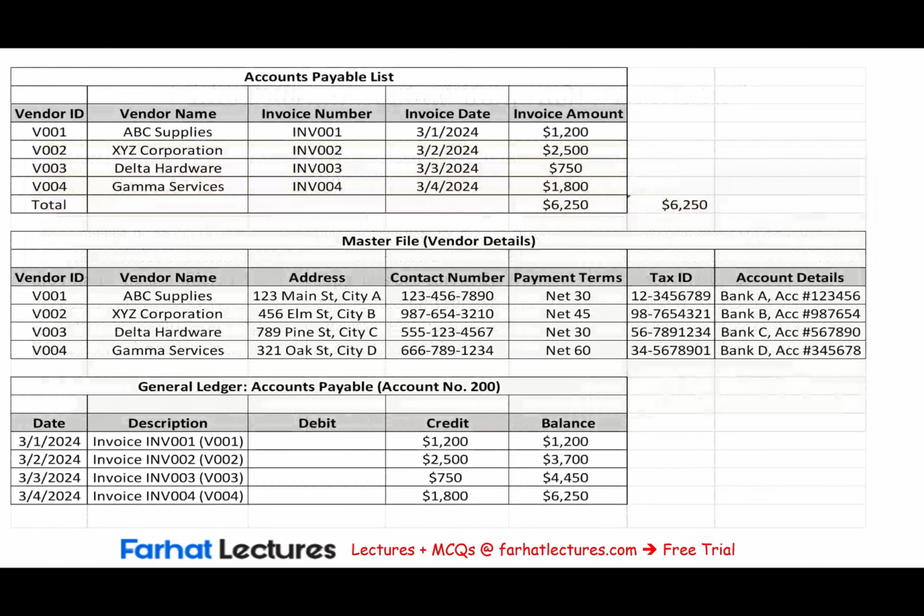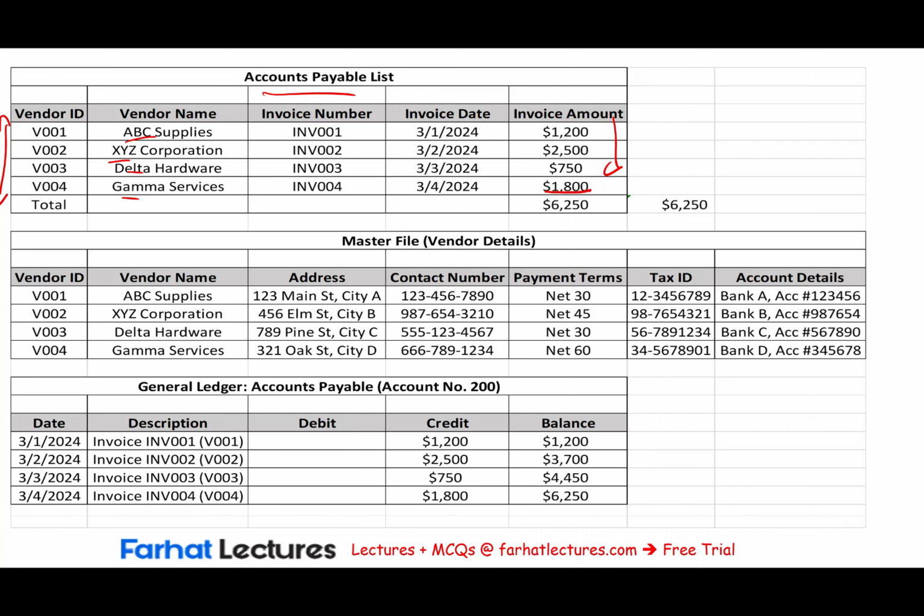So what are we looking at? We're looking at a picture like this. This is the accounts payable list. This is a list, and for the sake of simplicity, we only have 4 vendors. Here are the 4 vendors: ABC, XYZ, Delta, and Gamma. If we add them up, they add up to 6,250.